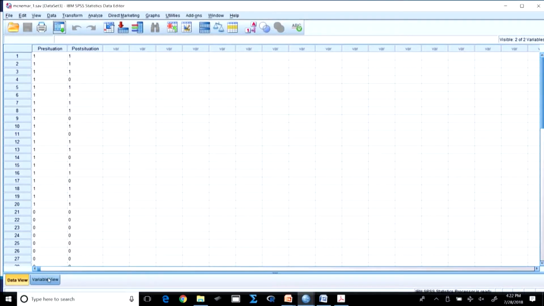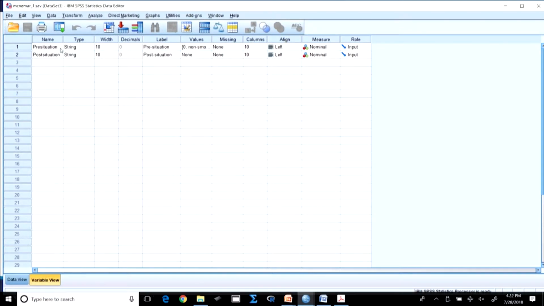So, let me explain that. I will show you one of the slides which I have prepared. McNemar test, so this is the data. The data is between 2 things. So, what is it saying, let us see. Pre-situation and post-situation, as you can understand. So, what is this pre-situation and post-situation?